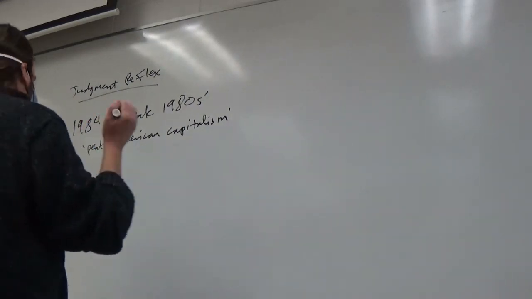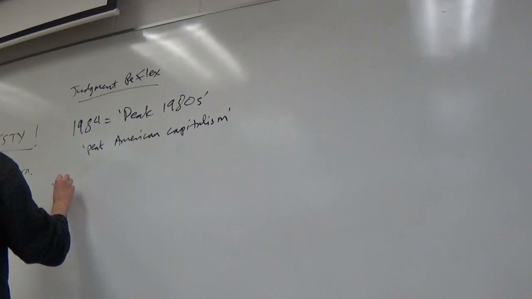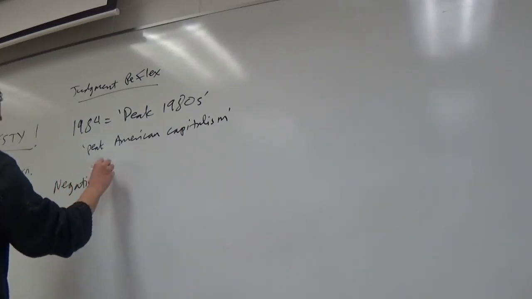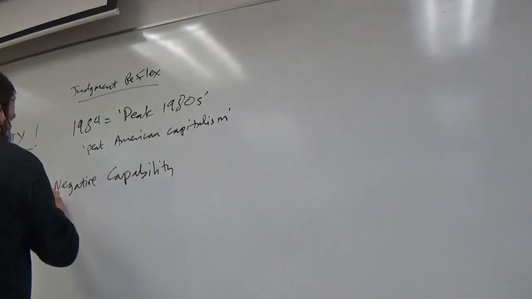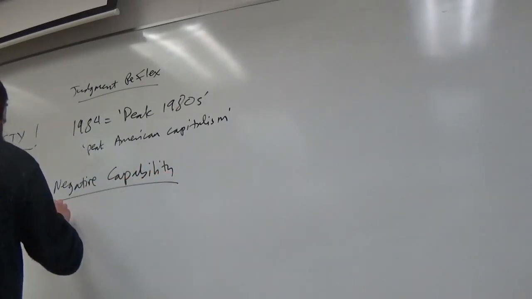What you want to try to cultivate, particularly when you are still gathering information for an assignment, is what the poet John Keats called negative capability, right? And essentially what negative capability means is comfort with uncertainty.